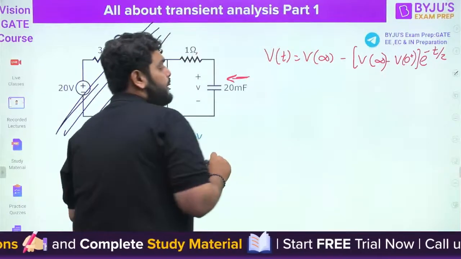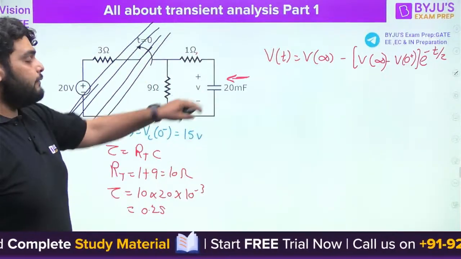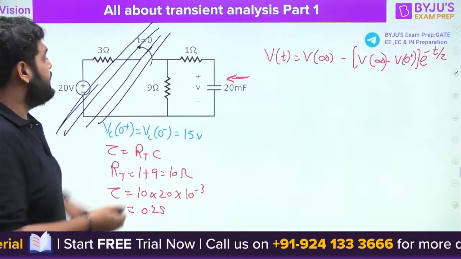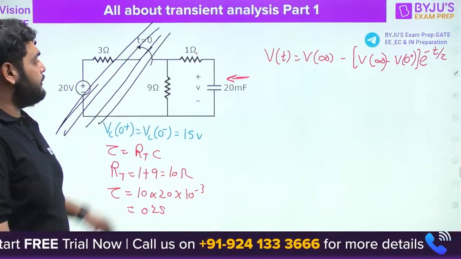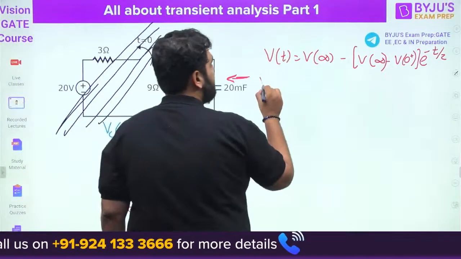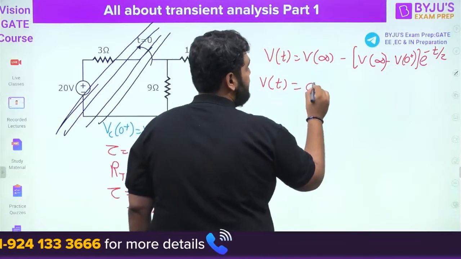Now here you can see what is V infinity, the capacitor voltage at t tends to infinity. Now the capacitor is in discharging mode. Since you have removed the switch, the capacitor is in discharging mode. So V infinity will be 0. The capacitor will be completely discharged.